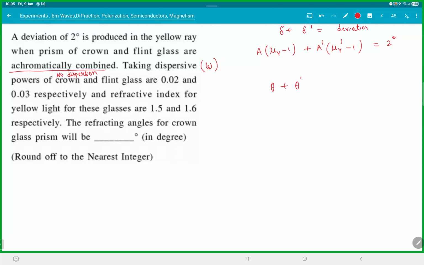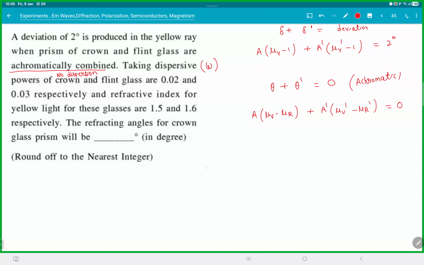Theta plus theta dash is your dispersive angle. This must be 0. So whatever angle that disperses, this will compress it again. This is the meaning of achromatic combination. But what is theta? Theta is the angle A into mu violet minus mu red. Theta dash is A dash into mu violet dash minus mu red dash, because the refracting index will change. This is 0.